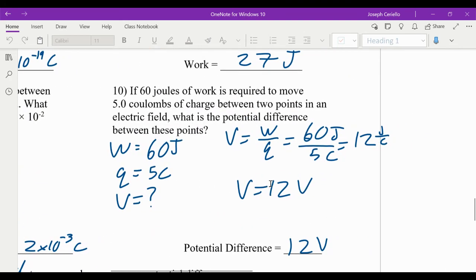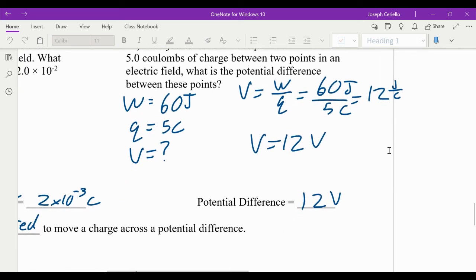And now we have voltage. V equals W over Q. W is 60 joules, Q is 5 coulombs. Divide, you get 12 joules per coulomb, or 12 volts for the voltage.